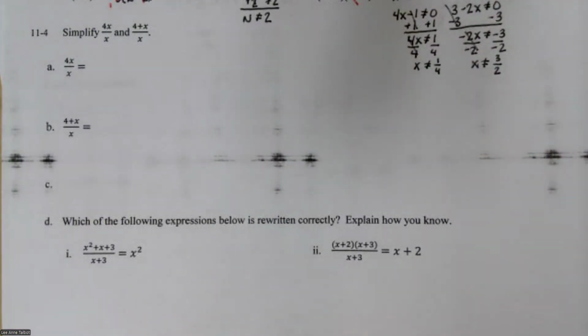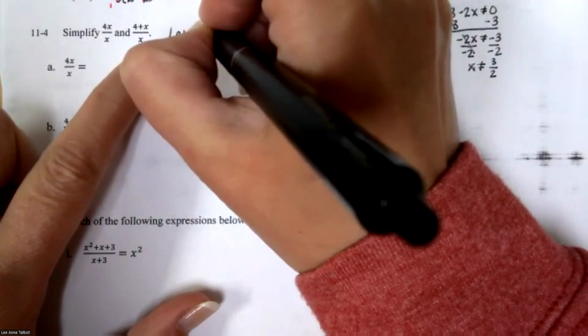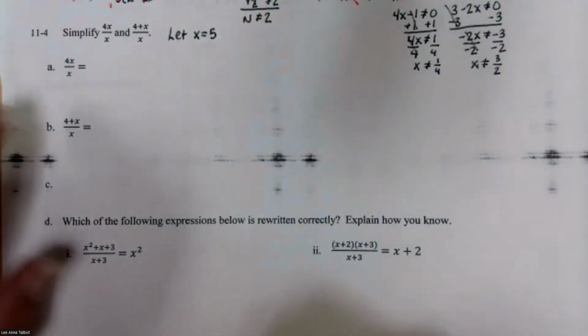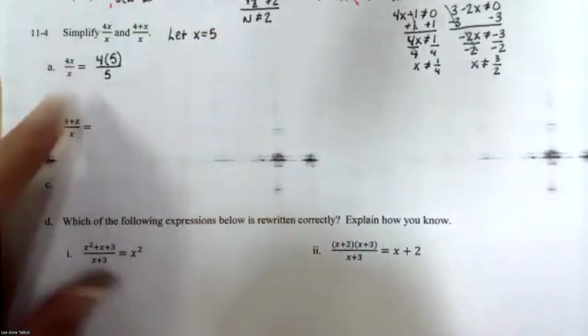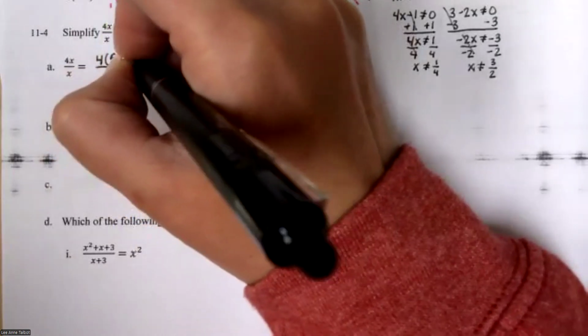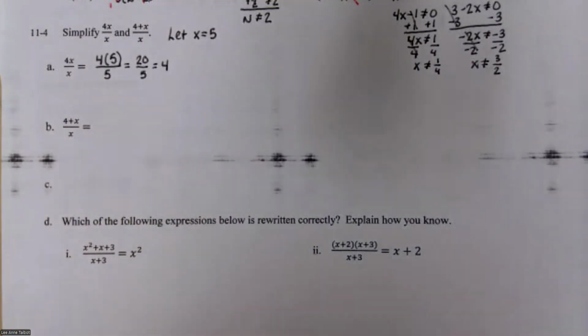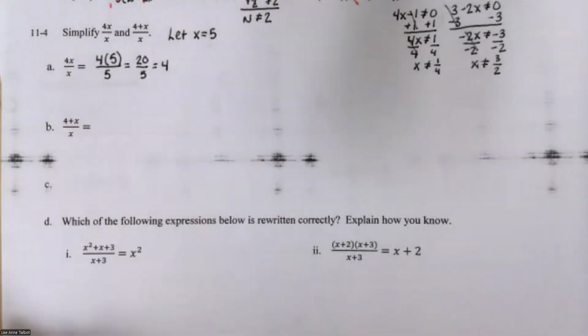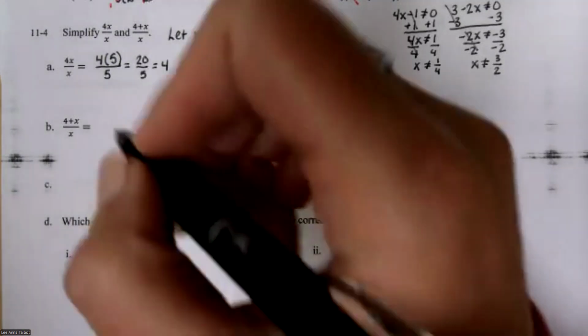Okay, so now moving on to number 4. Number 4, we're going to talk about some things that are legal. What's legal and what's not legal. So in this problem, I want us to let x equal 5 just for a minute. So 4 times 5 over 5 equals 20 over 5, which equals 4. Okay, so my question is, in the case of A, is it okay to cancel the x's? Yes.